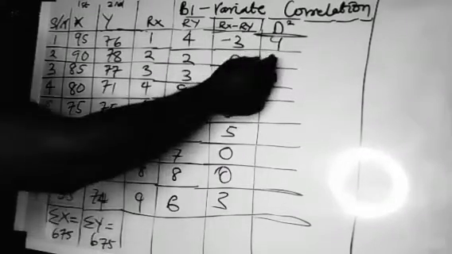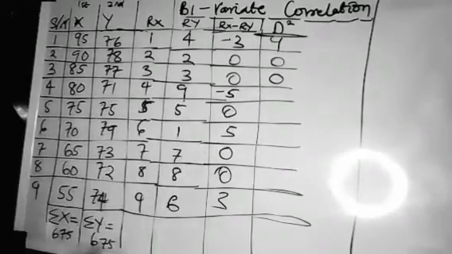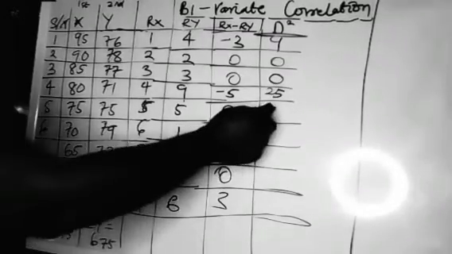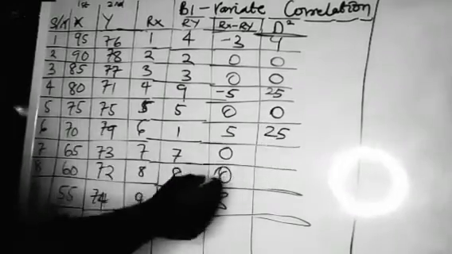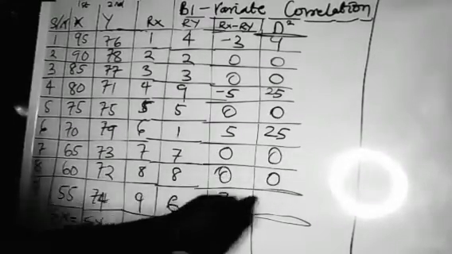0 times 0 is 0. -5 times -5 will give you plus 25. Then 0 times 0 is 0. 5 times 5 is 25. 0 times 0 is 0. 0 times 0 is 0. 3 times 3 is 9.